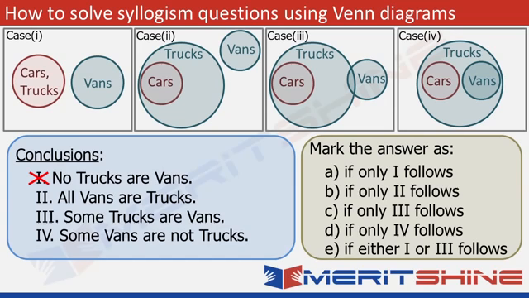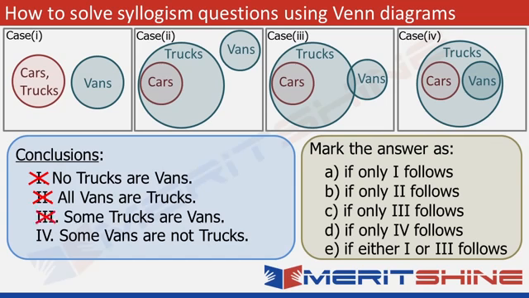Look at 2 now. All vans are trucks. Again, this clearly does not follow. It's being violated in case 1 itself. So let's cross this. Number 3. Some trucks are vans. Again, this is also violated in case 1. So this also does not follow.